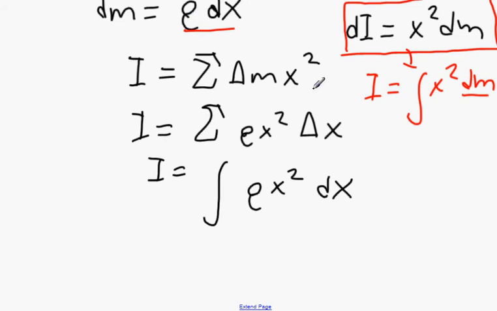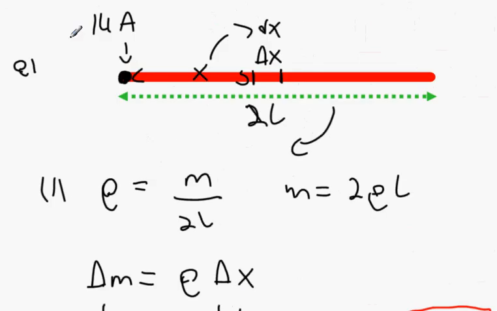It's the same thing. Now that we're at this stage, we have to find out our limits. Unlike the last question where we had L and minus L, because it was in the center, this time we have it at the end, so it's just going to be 2L and 0.